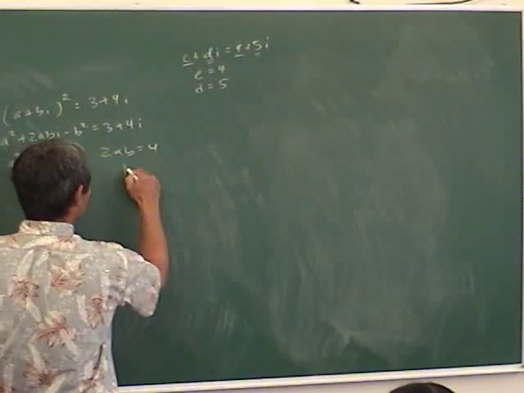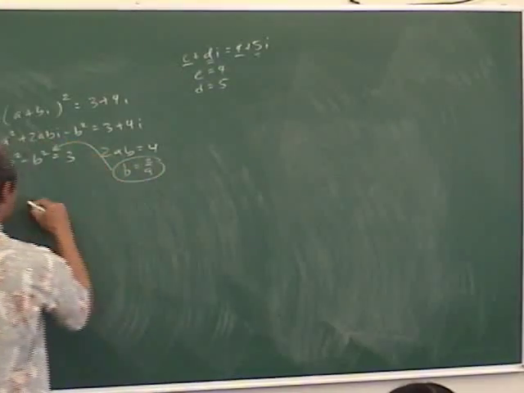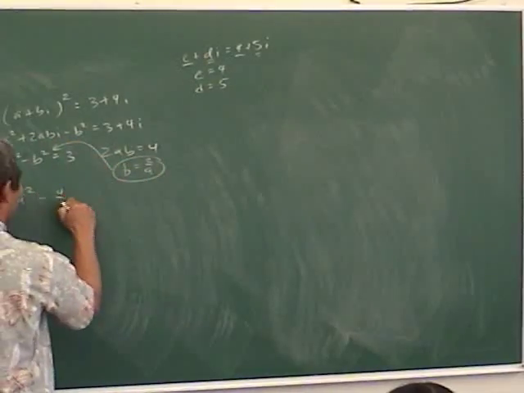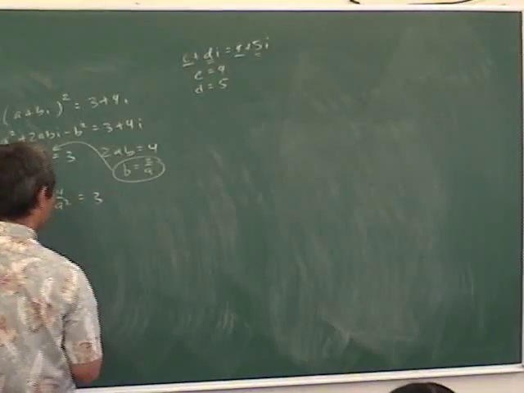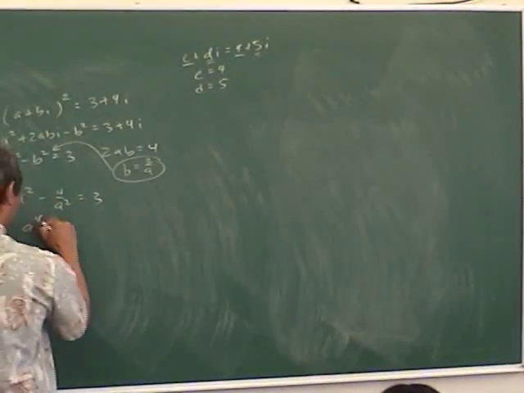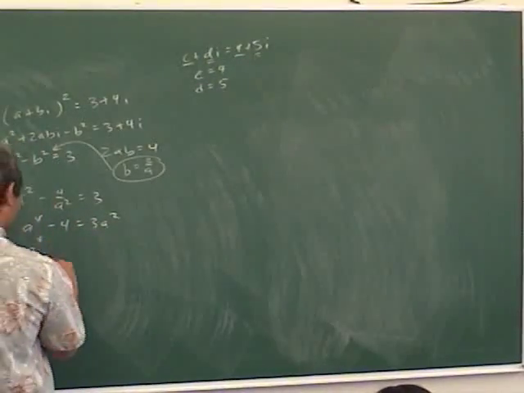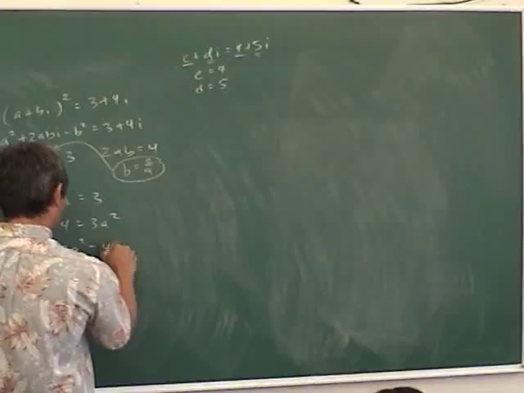I'd solve for b in this equation. b equals 2 over a. Take that and plug it in here. So you get a squared minus 4 over a squared is equal to 3. How do I get rid of the fractions? Okay, so you get a to the 4th minus 4 equals 3a squared. Make one side 0. a to the 4th minus 3a squared minus 4 equals 0.